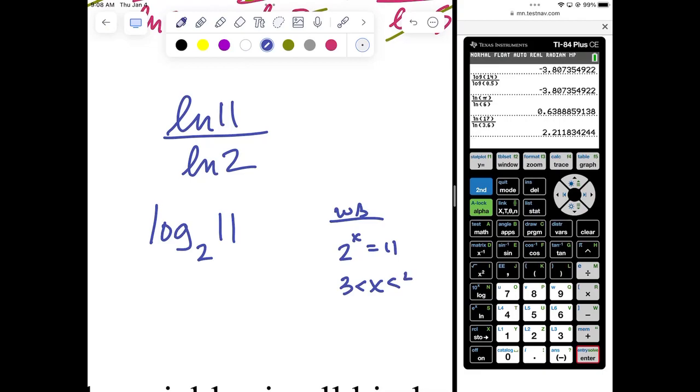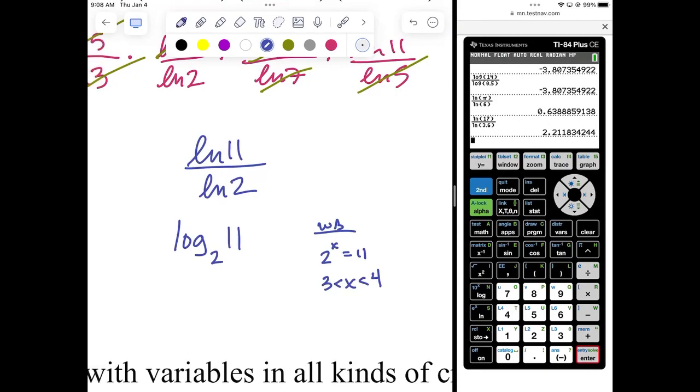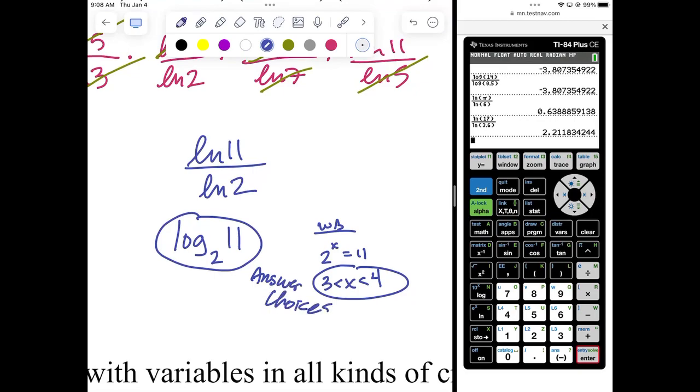3 and 4. Now, if this were a non-calculator question on the test, I can have the inequality as an answer choice, have you pin it between 2 integers, or I can have this as an answer choice. Either one of those are good answer choices. Now, for kicks and grins, just because we have our calculator, let's go ahead and see what it's equal to. It's the natural log of 11 over the natural log of 2, which of course, for what it's worth, is 3.459.